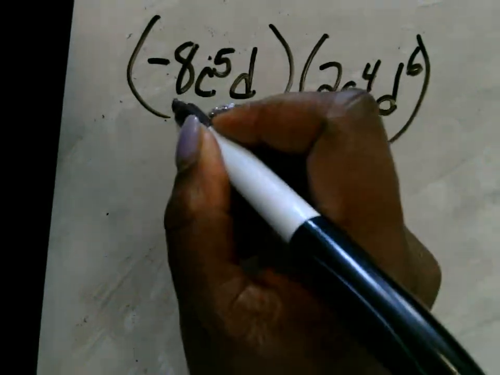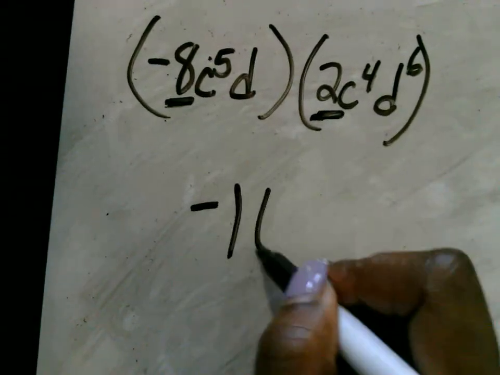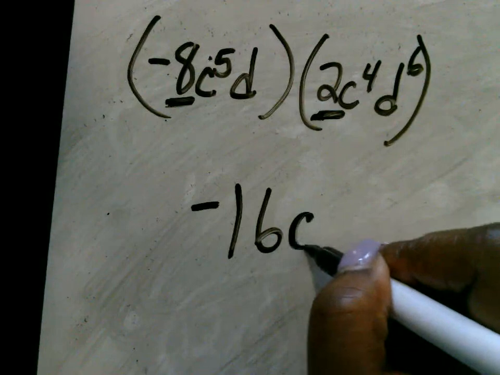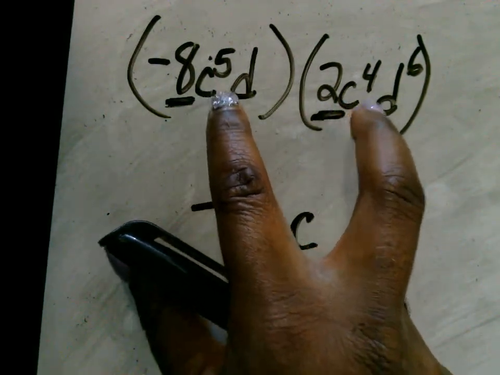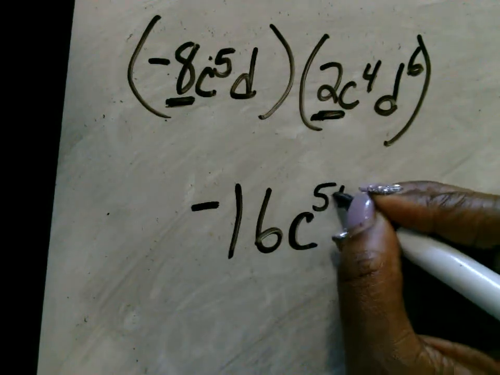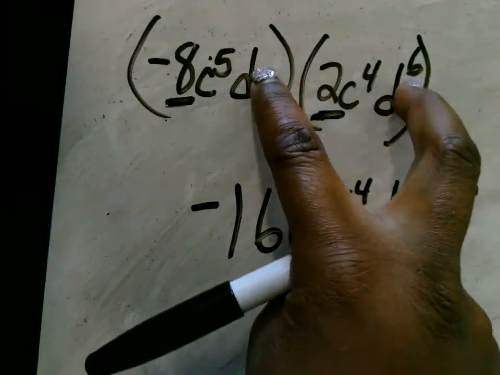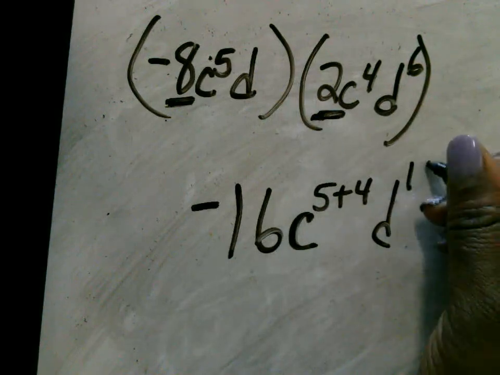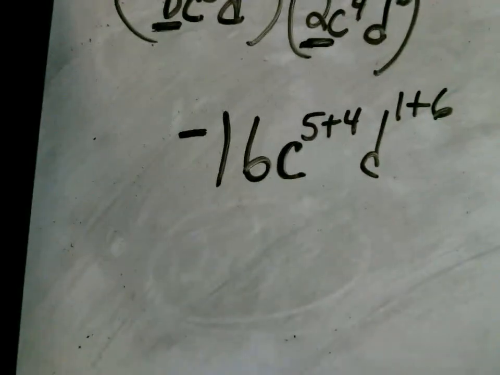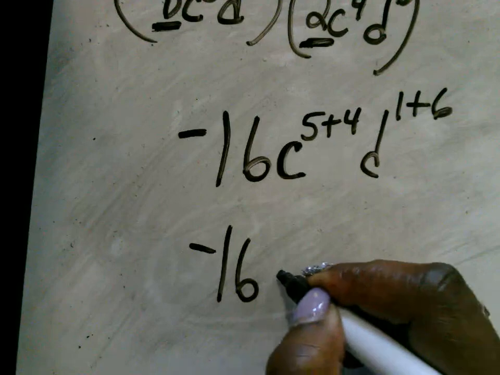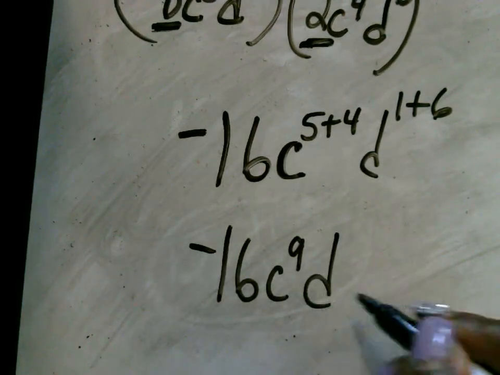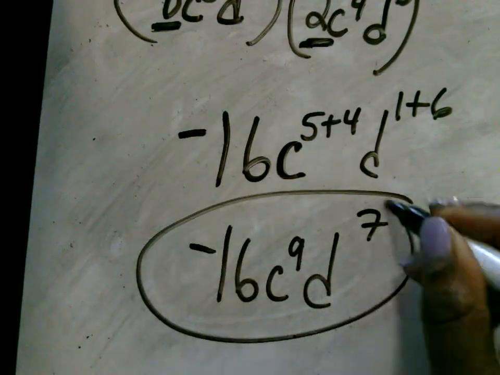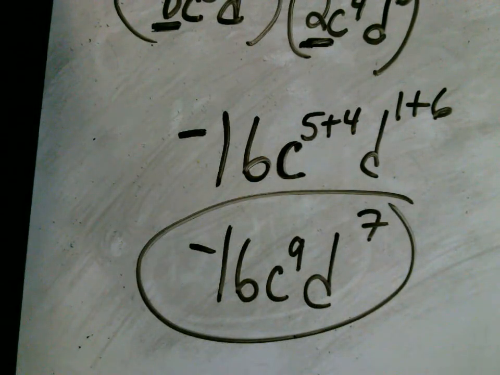Positive. So we got negative what when you multiply the numbers? 16. Don't forget that. So now with C, what are we going to add here? 5 plus 4. D, what are we going to add here? 1 plus 6. So my final answer is going to be -16. C to the what power? C to the ninth power. D to the what power? 7. Okay, raise your hand if you're okay with problems that look like this.